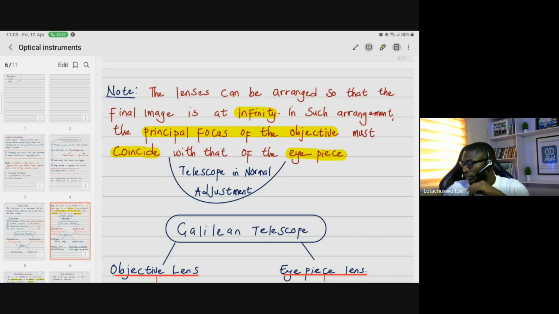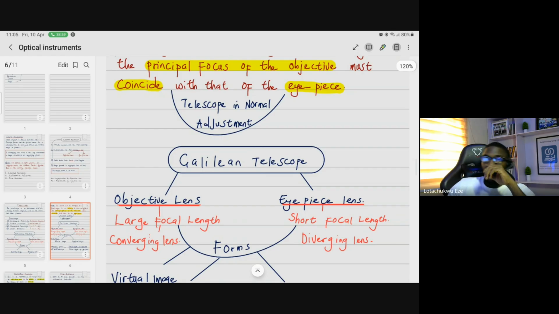So now let's talk about the Galilean telescope. For the Galilean telescope, the same thing: you have the objective lens and the eyepiece lens. But now observe what is happening.